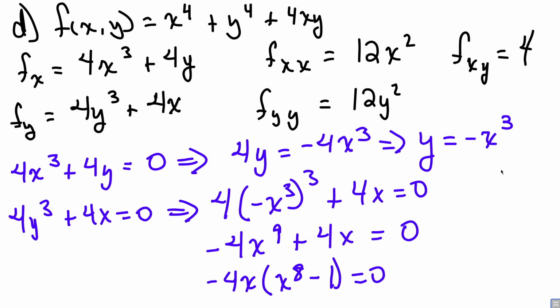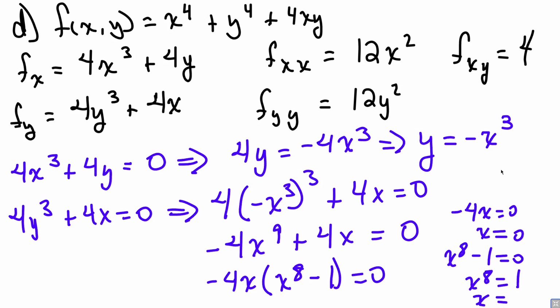Essentially I'm going to set each factor equal to 0 and solve. So I have negative 4x is equal to 0. So what's x? 0. Then I have x to the 8th minus 1 is equal to 0, so x to the 8th is equal to 1. So what's x going to be equal to? You're close, but not quite. Positive or negative 1? Yeah, it's going to be plus or minus 1. The reason is the even exponent. When we do an even root, it's going to be a plus or minus answer.